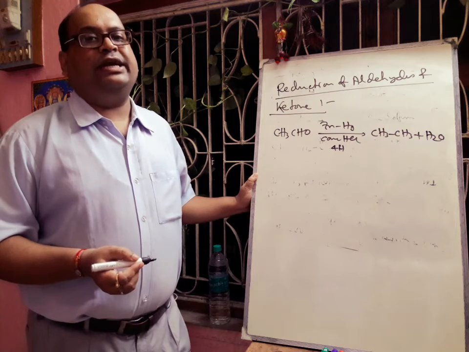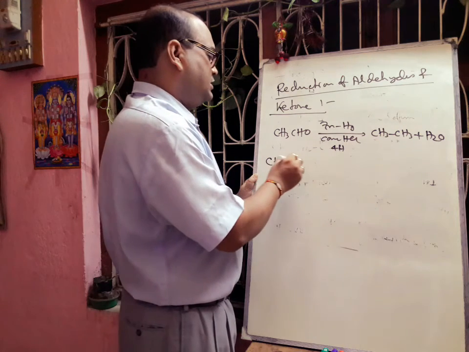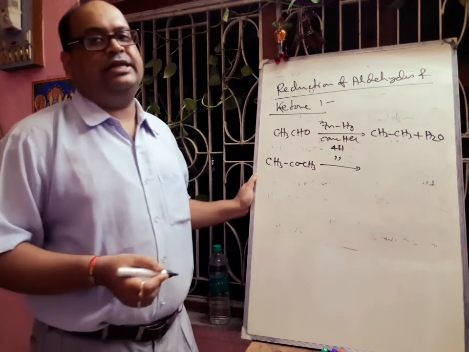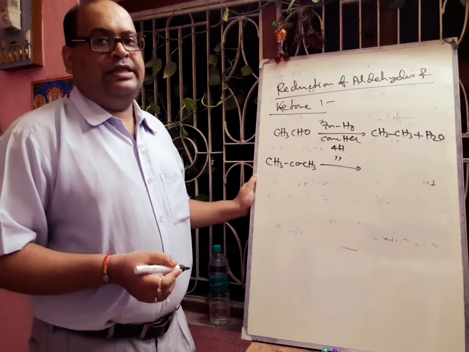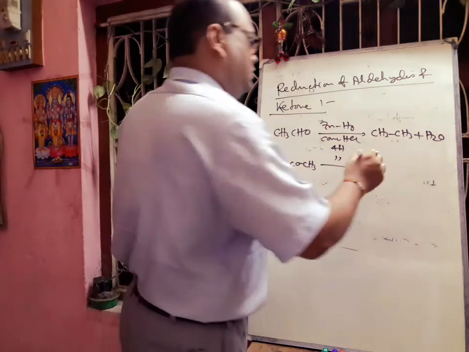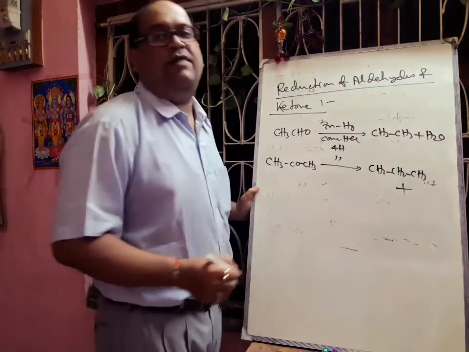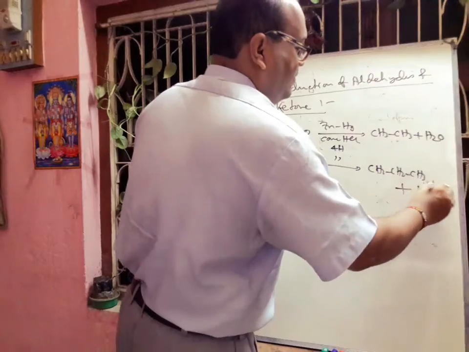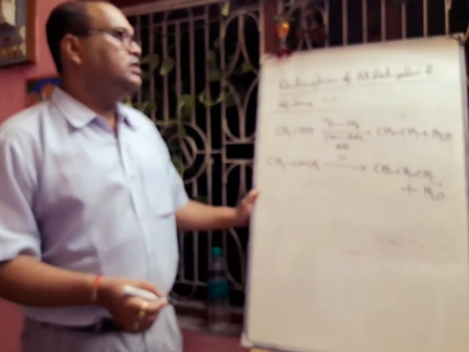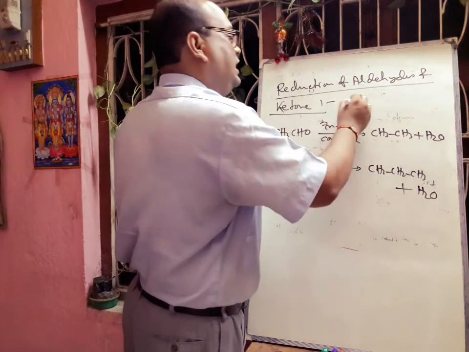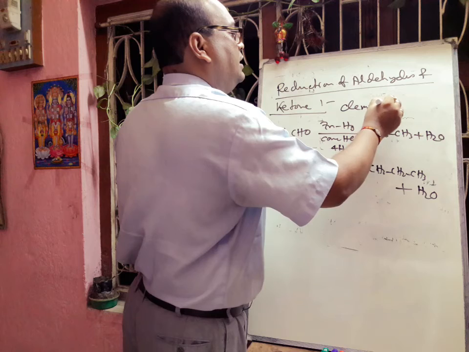Next we can take one ketone, CH3COCH3. Here we add the same reagent, zinc amalgam and concentrated HCl, and that will produce CH3CH2CH3 plus H2O. So this is propane. This is called Clemmensen reduction. The spelling is C-L-E-M-M-E-N-S-E-N, Clemmensen reduction reaction.